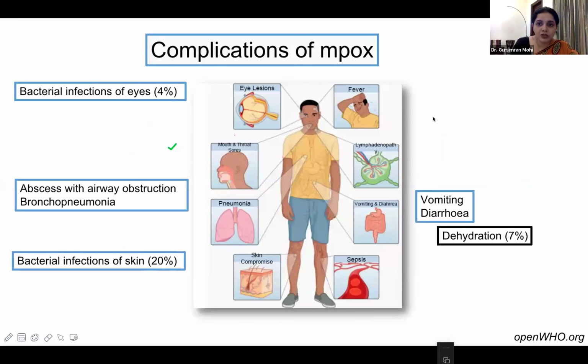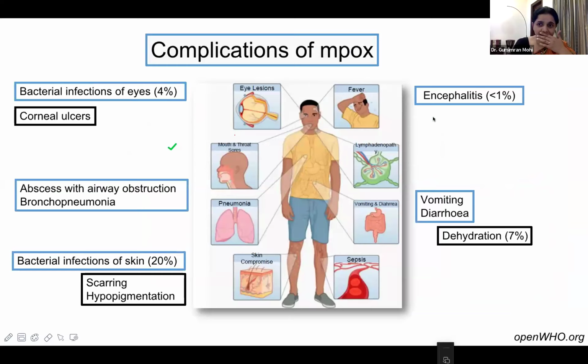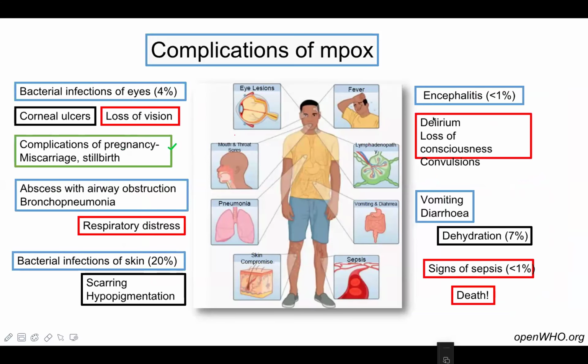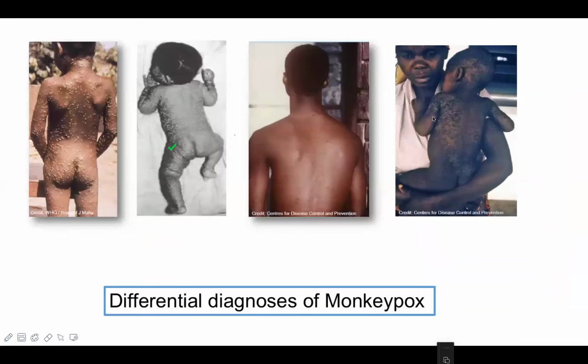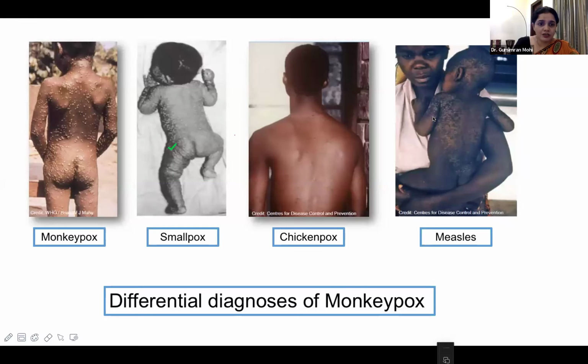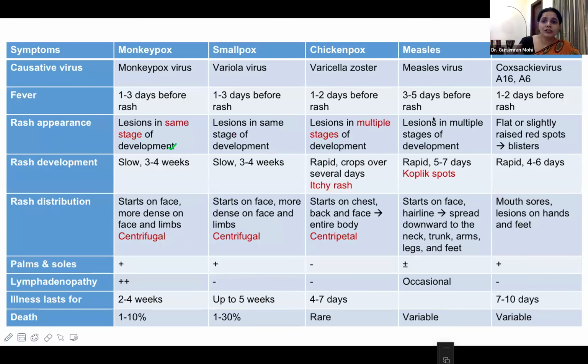These are the complications of mpox. In less than 1% of cases, it can cause encephalitis. And so the differential diagnoses of mpox are what we need to take into consideration. This is a chart showing all the common ones.